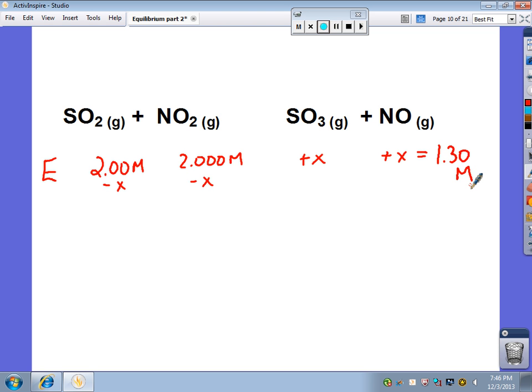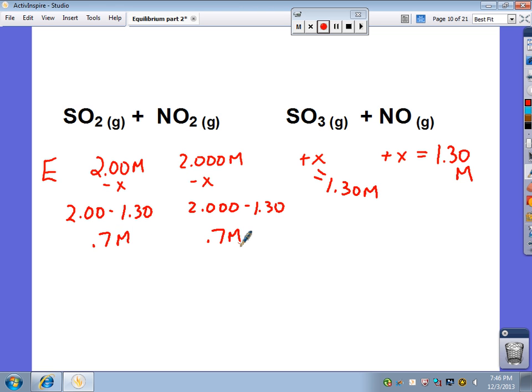Now, if we know that x is equal to 1.30 molar, don't we know that this is also equal to 1.30 molar? And can't we find the molarity at equilibrium for both of these? You take 2.0 minus 1.30 and 2.0 minus 1.30, and you get the molarity. And if you do that, this is 0.7 molar, and this is 0.7 molar. So what's true? Don't we know the molarity at equilibrium for every single one of these species? Should be a double arrow here.